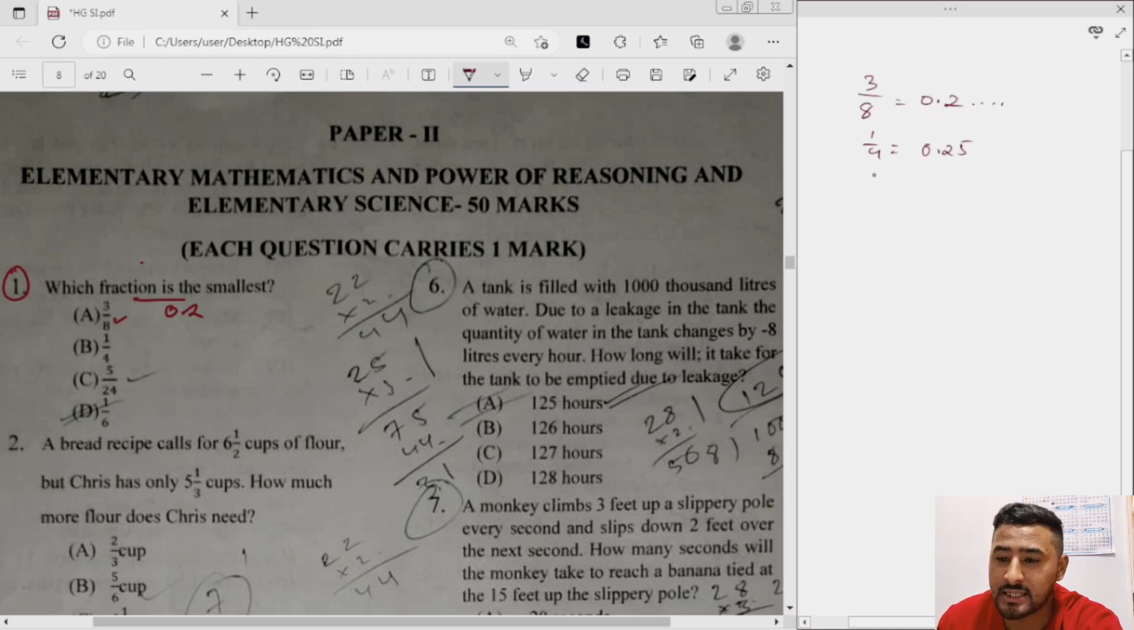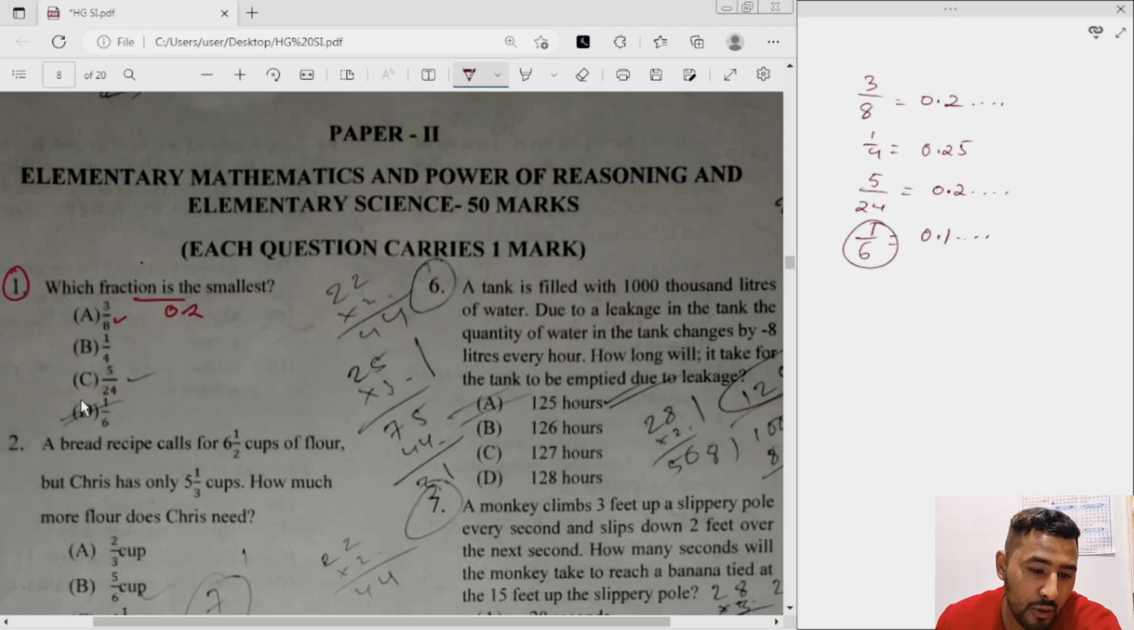If you divide C, that is 5 by 24, you'll be getting around 0.2. Again, this also you're getting 0.2 something. And option D is 1 by 6. If you divide 1 by 6, you're getting around 0.1 something. So the smallest fraction will be which one? Will be 1 by 6. Okay, so the correct answer will be option D. This is the answer which is already marked here, so don't worry about that. Even I'll solve and show it to you.